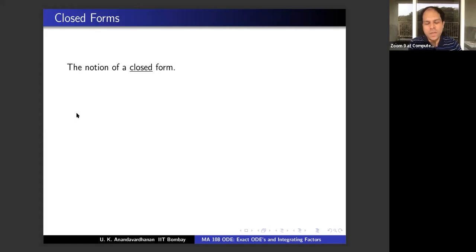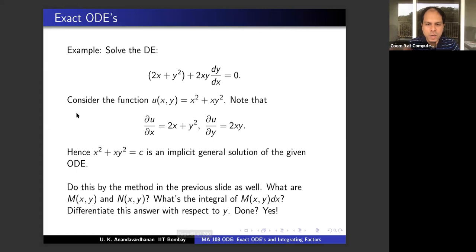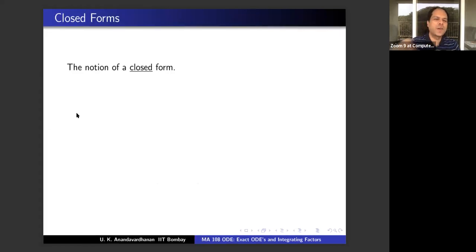So now we have seen exactness, and I want to ask you a question from your calculus class, but I will ask you it after the next slide. Even now you might answer it. Some of you will answer it, but if I ask you after 2 minutes, all of you will answer it. Okay, so let me continue. The notion of a closed form. Okay, what is a closed form?